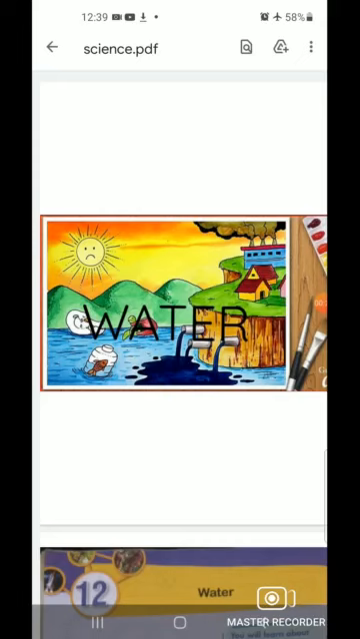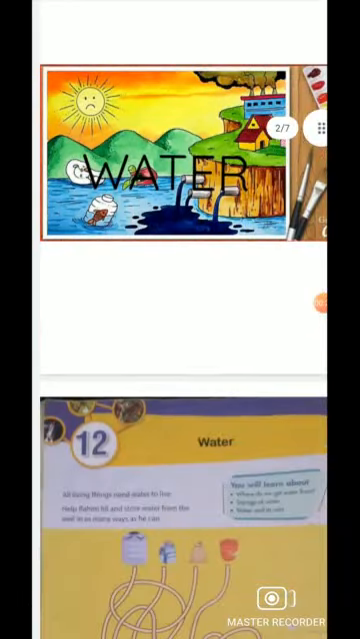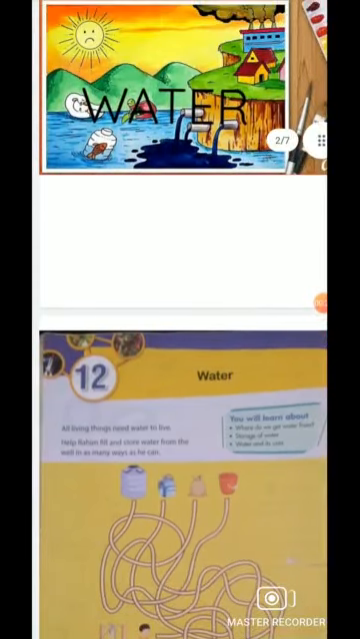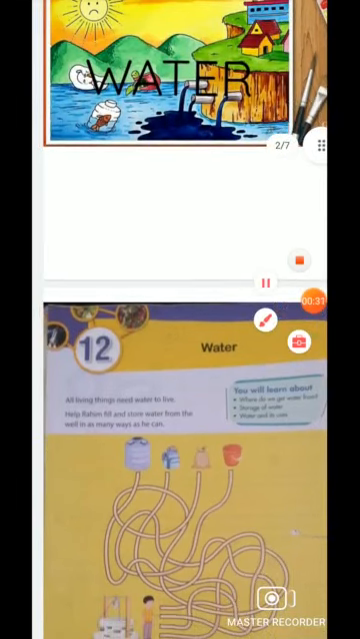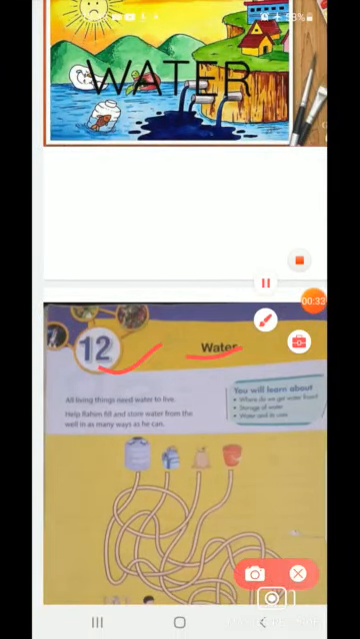Now take out your science book and come to chapter number 12, that is Water. Today we will revise this chapter because we have learned it in the previous classes. We will revise where we get water from, the storage of water, and its uses.